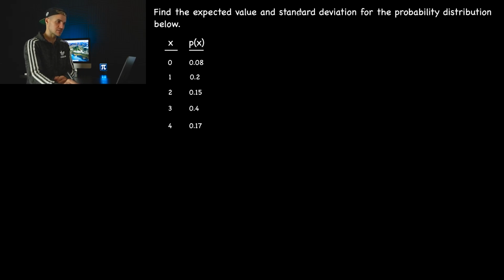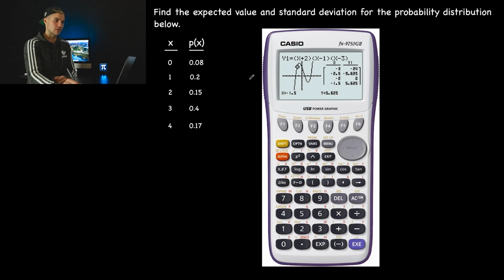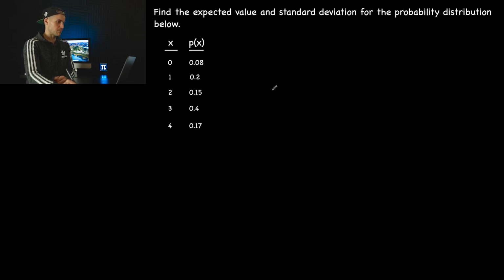As usual, I'm going to do this first manually, the longer way, finding the expected value and standard deviation, and then at the very end, I will show you how to input this in the stats calculator, and we can see if the calculator gives us the same values. If you just want to fast forward to the calculator portion, feel free to do so. But let's start off doing it manually.